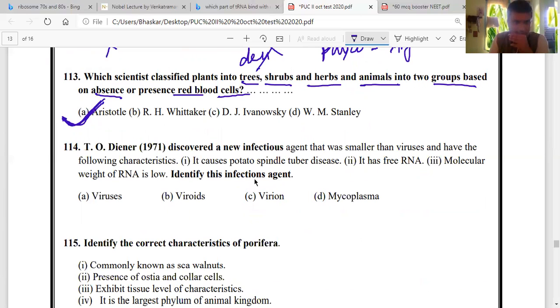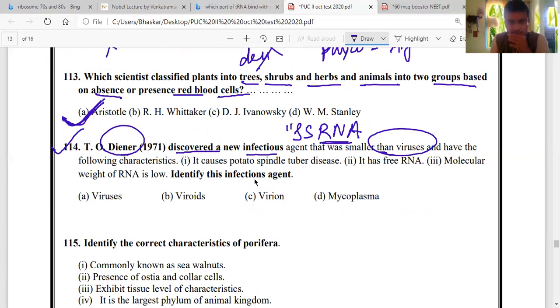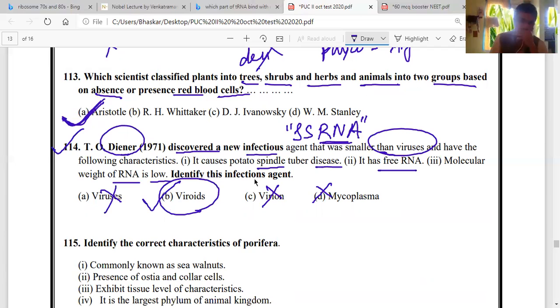Next, T. O. Diener in 1971 discovered a new infectious agent that was single-stranded RNA and smaller than a virus. Definitely that is a single-stranded RNA with no capsid, no covering, no jacket, and it has the following features: it causes potato spindle tuber disease, it is free RNA, and its molecular weight is low. So definitely he discovered the viroids, not virions, not mycoplasma, not virus. So this is viroids discovered by Diener. This is a free infectious RNA molecule.